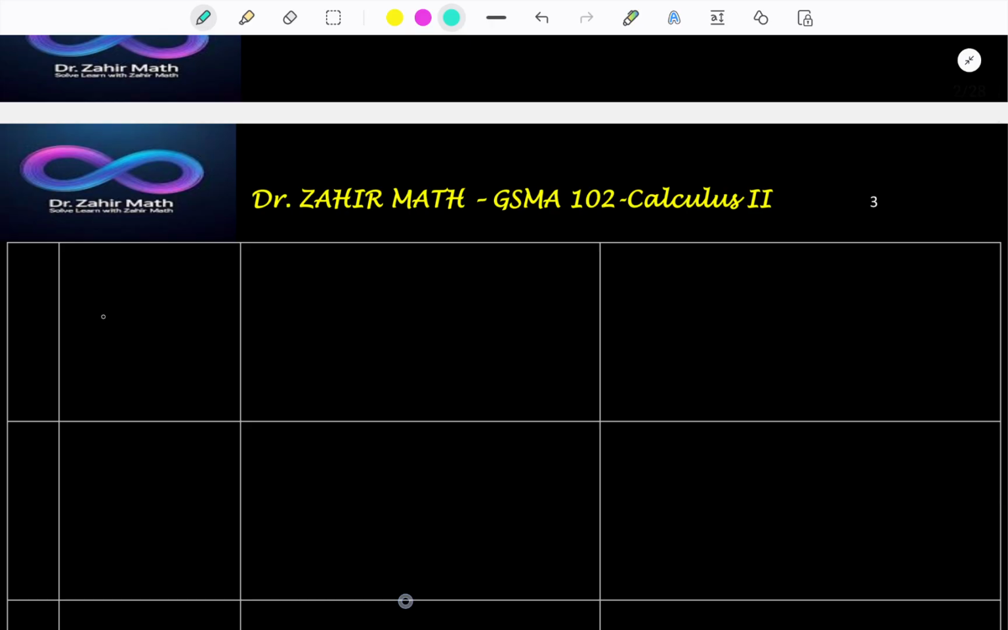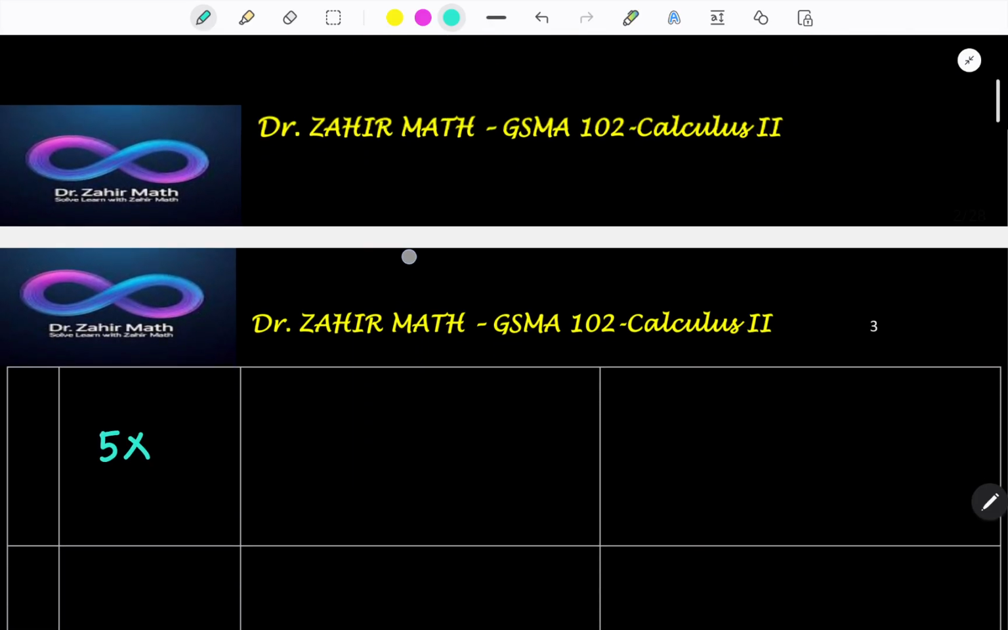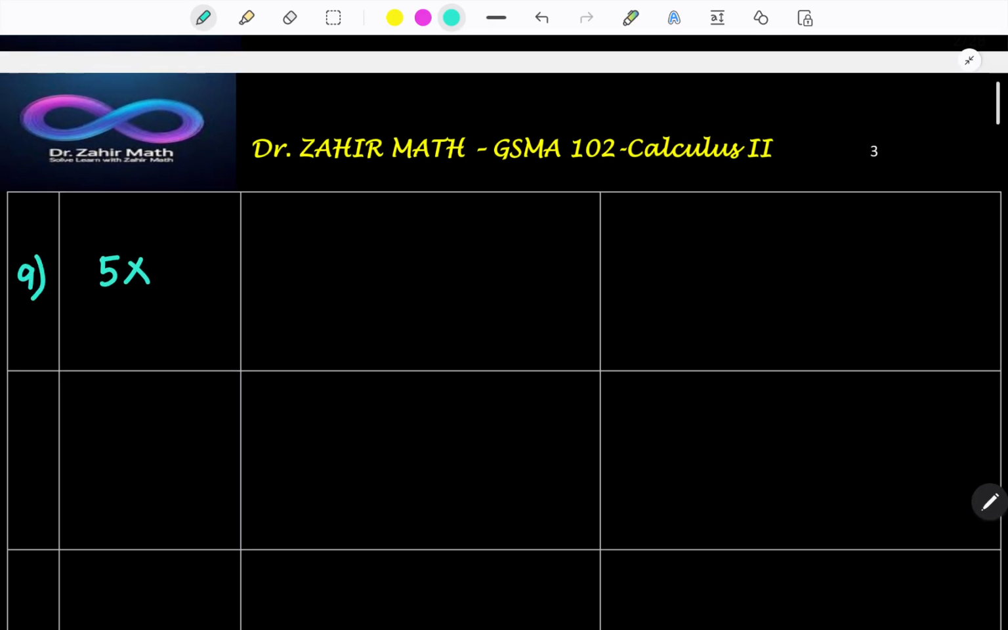For example, I'll take 5x. This is number 9. Okay, let me take 5x. What is the derivative of 5x? We studied this already. Take 5 as a constant out, then the derivative of x. What is the derivative of x? The derivative of x is 1.